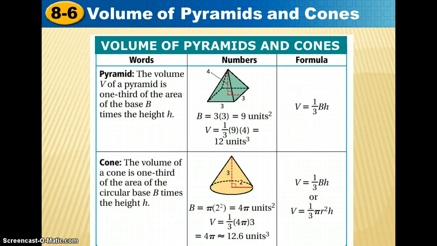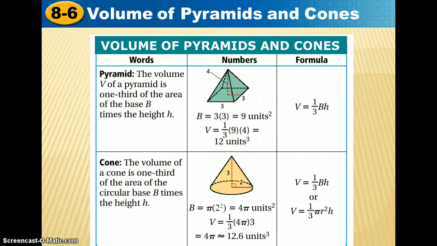So let's go ahead and look at the formulas for both of these. Notice that they look pretty similar to the formula for prisms and cylinders. The only difference now is the fraction 1/3. So the formula for the pyramid is volume equals 1/3 big B times the height. And remember that big B is the area of the base. So you always have to calculate big B first and then plug it into the 1/3 big B times H formula.